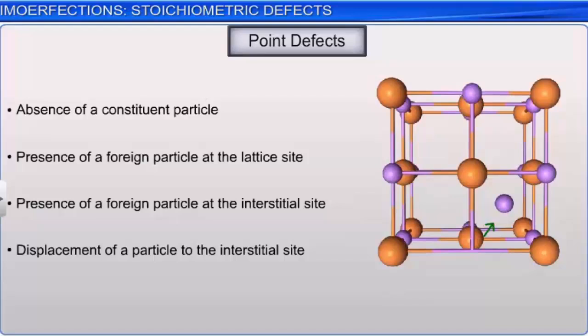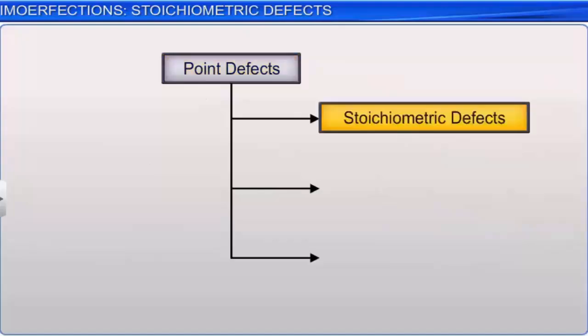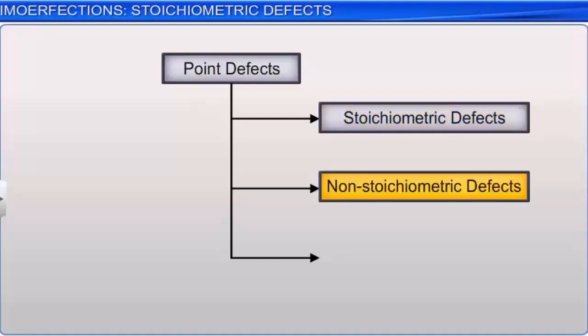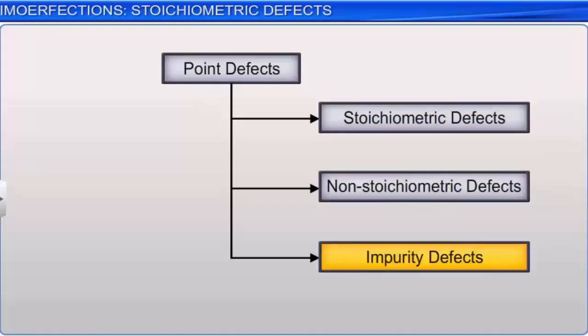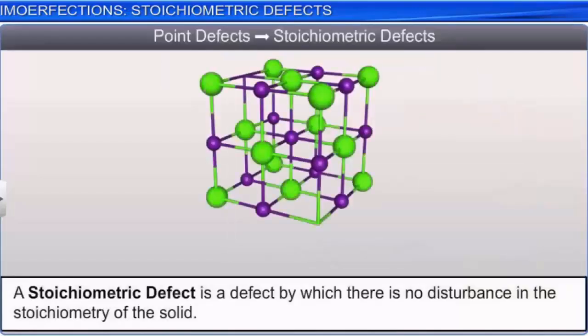Point defects are classified into 3 types, namely stoichiometric defects, non-stoichiometric defects, and impurity defects. Let's first learn about stoichiometric defects. A stoichiometric defect is a defect by which there is no disturbance in the stoichiometry of the solid. These are also called intrinsic or thermodynamic defects.